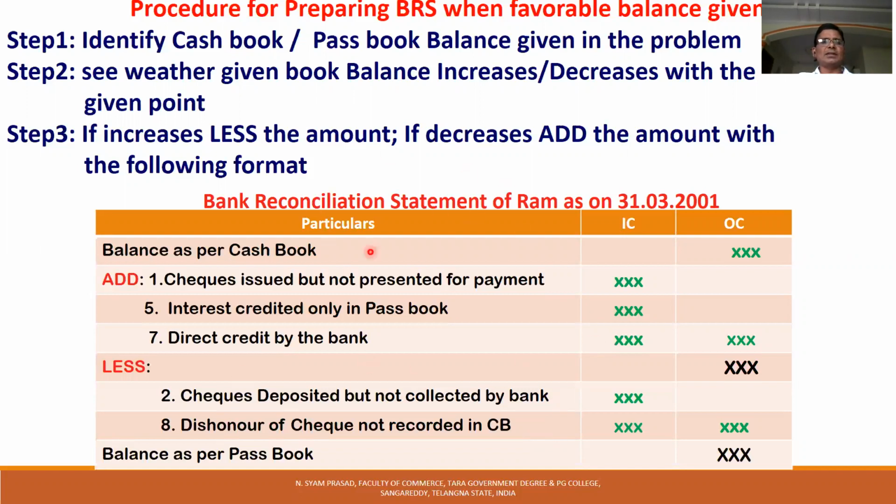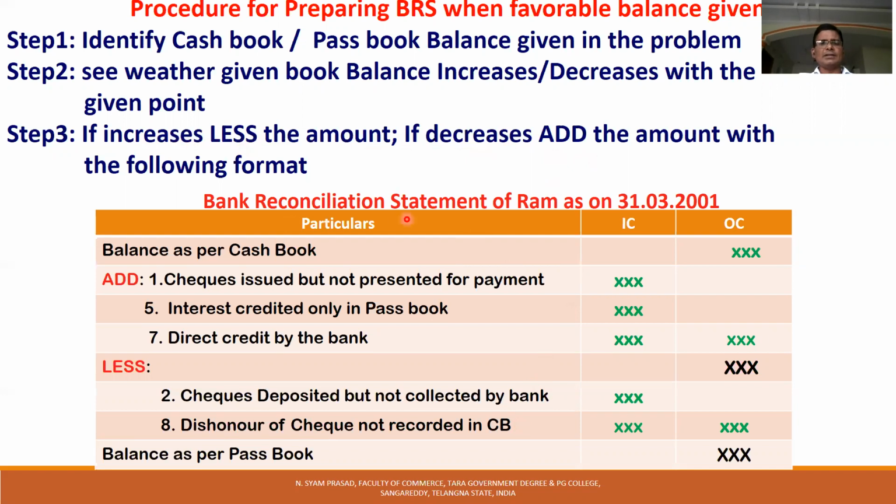When a favorable balance is given, for example a cash book favorable balance, if the cash book increases, less the amount. If the cash book decreases, add the amount. If a passbook favorable balance is given, that is a passbook credit balance, if the passbook increases, less the amount. If the passbook decreases, you add the amount, with the following format. What is the format? For example, you see.